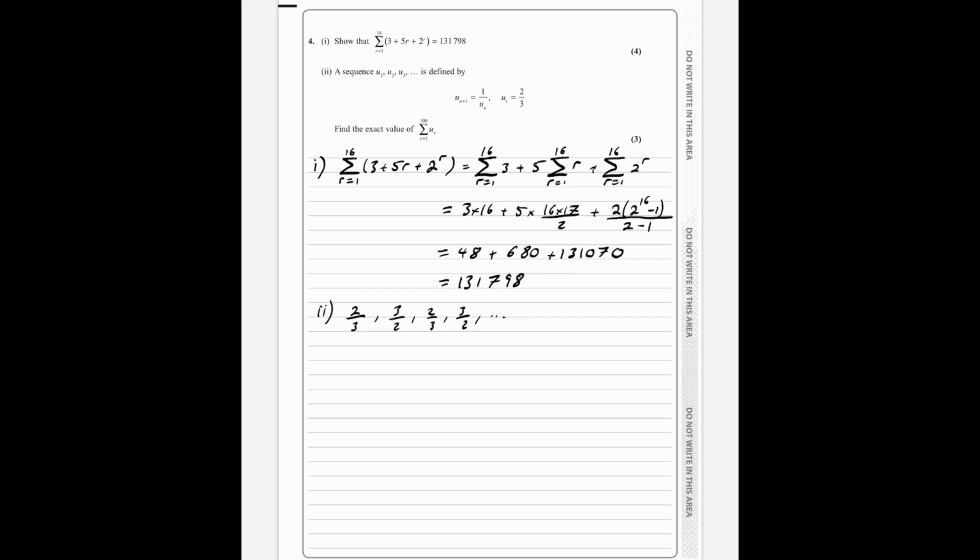For part 2, the sequence itself goes 2/3 and then it's the reciprocal each time, so 2/3, 3/2, 2/3, 3/2, etc. So calculating the sum of the first 100 terms of this sequence, we can just slice it into 2 separate parts. We've got the 2/3. If we group all of those together, there's going to be 50 of them, and then the 3/2s, we can group those together, there's going to be 50 of those. So do 50 lots of 2/3, 50 lots of 3/2, add them together, it gives us 325/3, or anything equivalent to that.